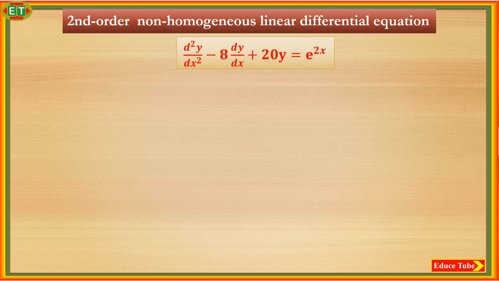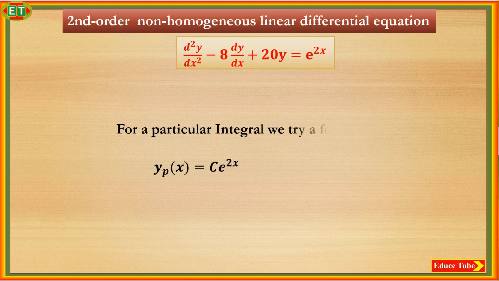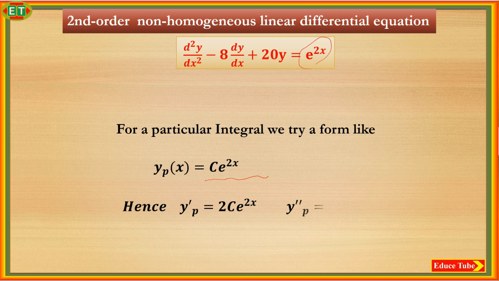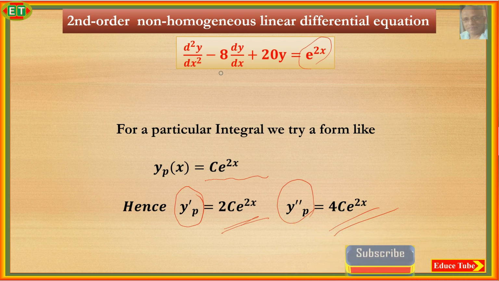Now we have to think about the particular integral, because the complementary function we already got. For the particular integral, we have to try a form like this one, similar to this: e to the power 2x, with a constant. In the same way, we have to take the first derivative, this one, and the second derivative, this one. These 2 values are to be substituted into these equations.